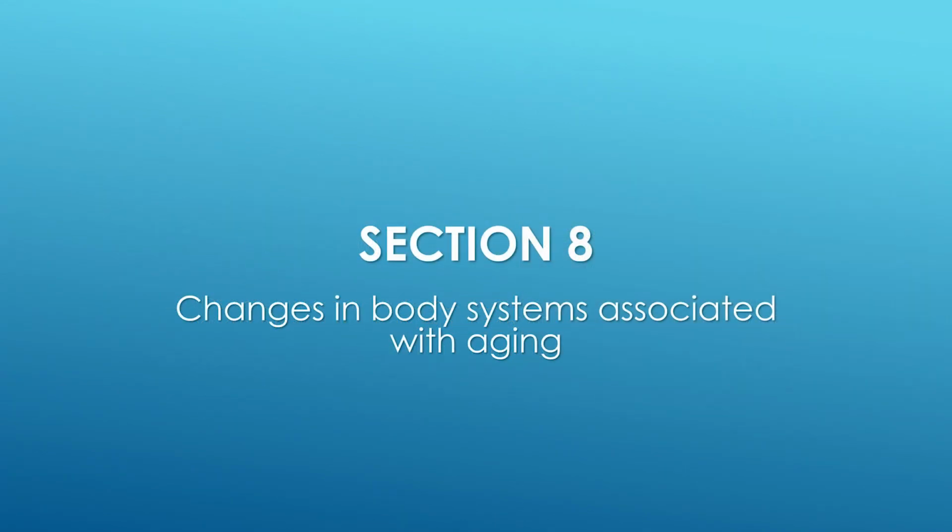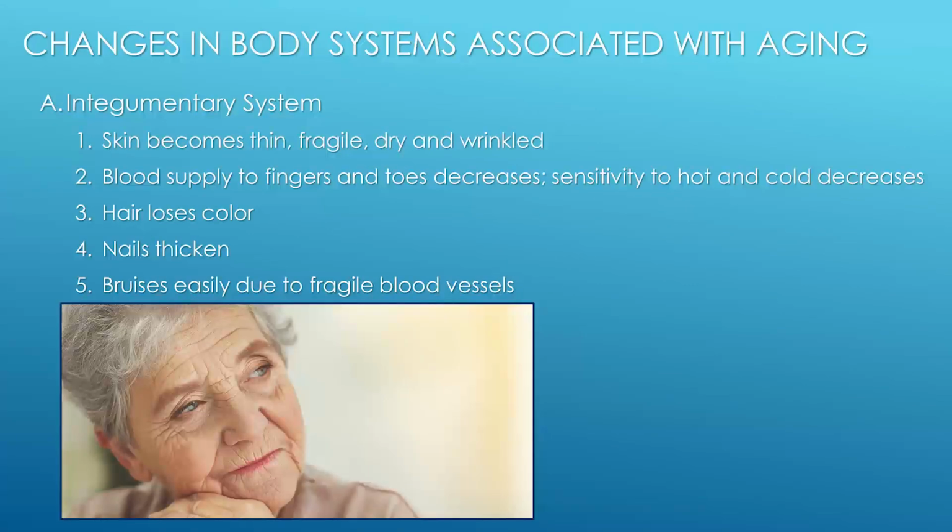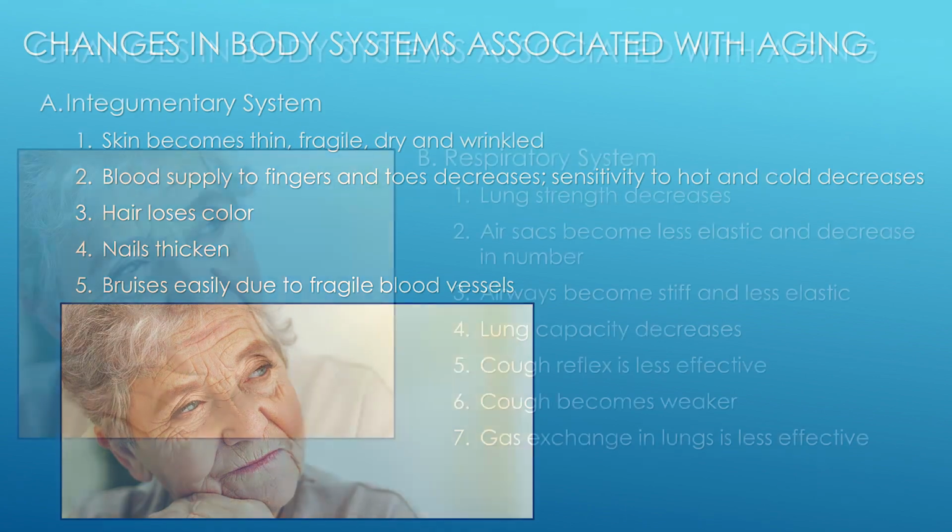Section 8. Changes in body systems associated with aging. A. Integumentary system. Skin becomes thin, fragile, dry, and wrinkled. Blood supply to fingers and toes decreases. Sensitivity to hot and cold decreases. Hair loses color. Nails thicken. Bruises easily due to fragile blood vessels.